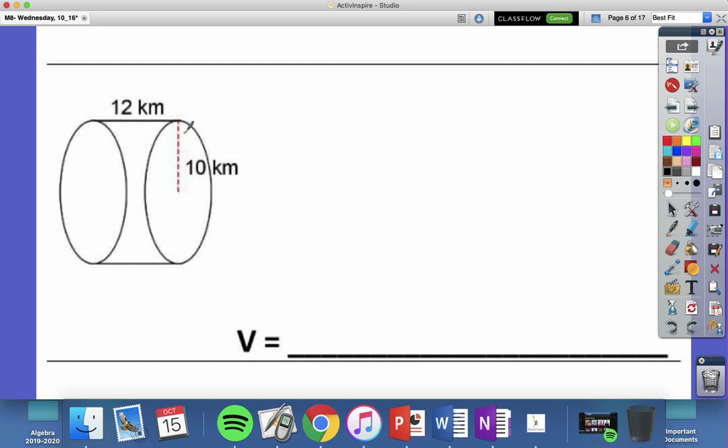On the assignment, be very careful and cautious of the directions, because if it says to solve using 3.14, you need to plug that in for pi. If it says to express your answer in terms of pi, then you need to leave pi as a part of your answer. So go ahead and try the following two questions on cylinders, and let's see how you do.